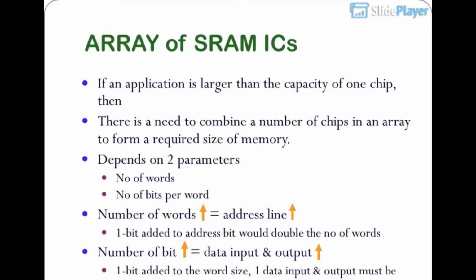Array of SRAM ICs. If an application is larger than the capacity of one chip, there is a need to combine a number of chips in an array to form the required size of memory. It depends on two parameters: number of words and number of bits per word. Number of words is set by the address lines; 1 bit added to the address would double the number of words. Number of bits is set by the data input and output; if 1 bit is added to the word size, 1 data input and output must be added.